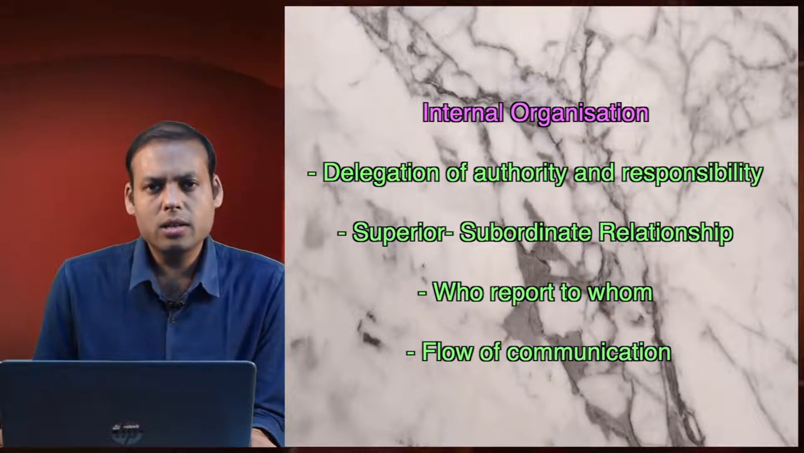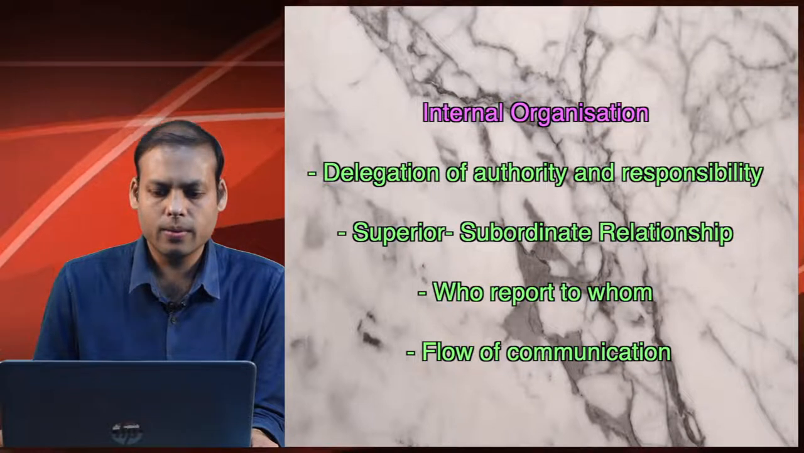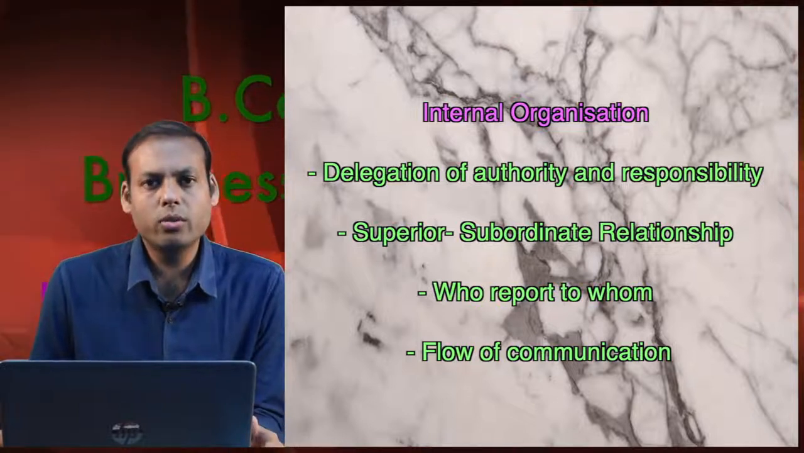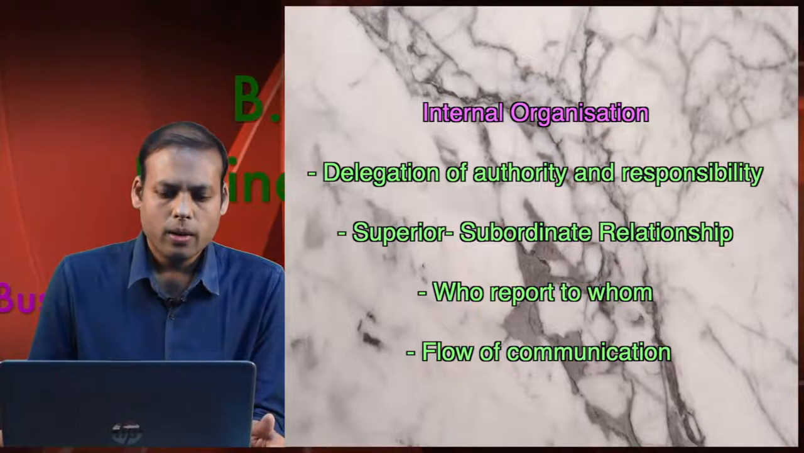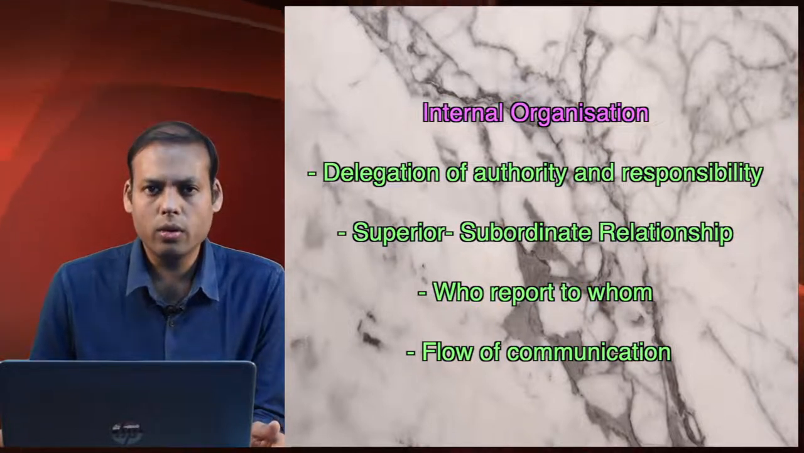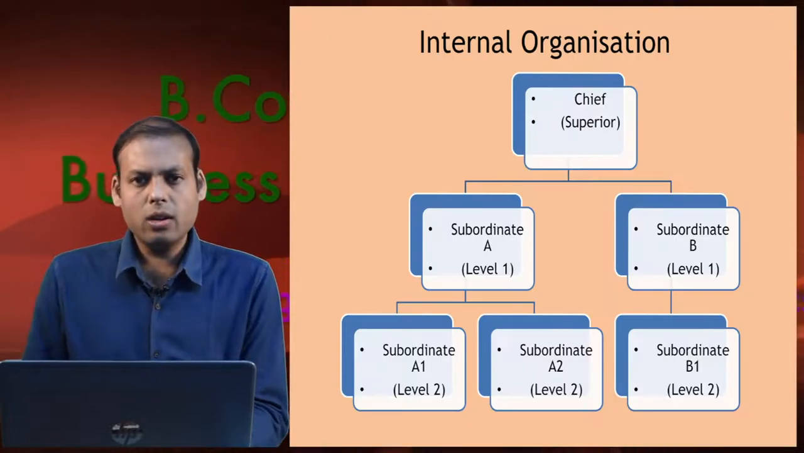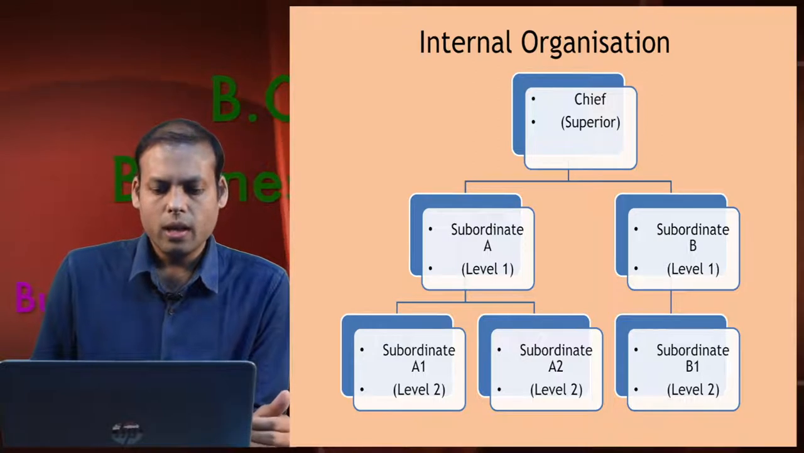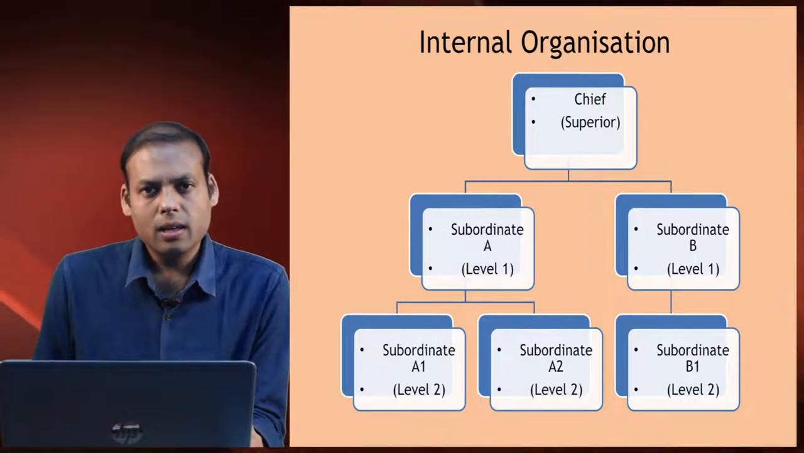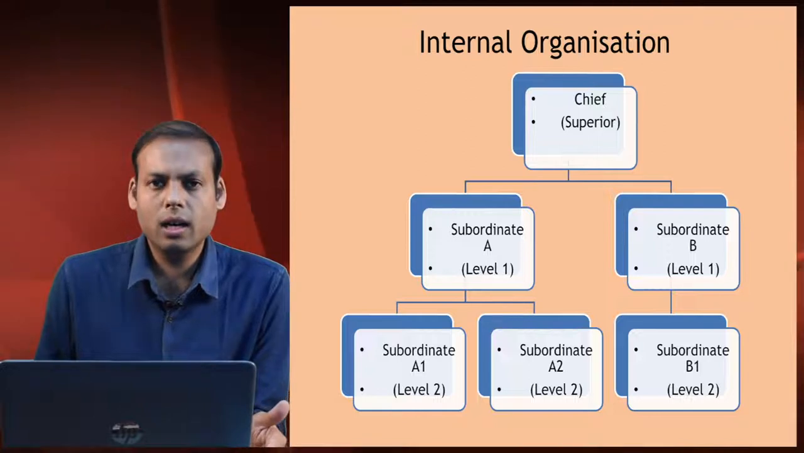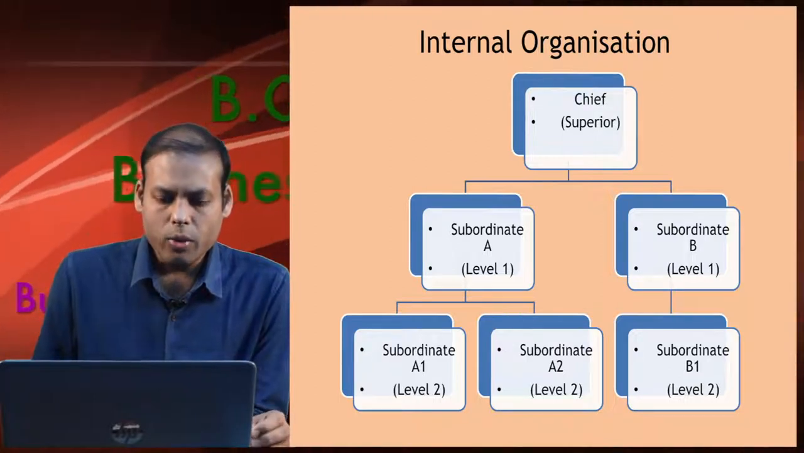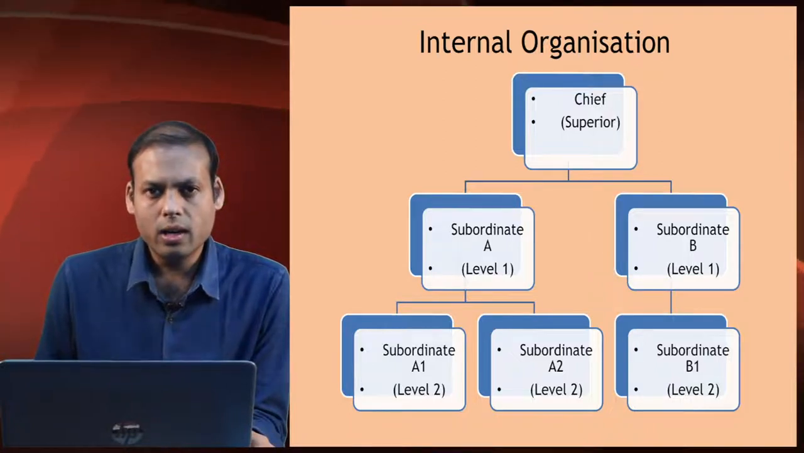Secondly, it will create the relationship between the superior and the subordinate. It will also depict the person to whom the subordinate will report, that is, who will report to whom. And it will also show the line of communication, how the communication will flow within the organization. So, if we again consider the diagram, here the superior will delegate some of his authority and some of his responsibility so that the subordinate can perform the duties assigned. At the same time, the subordinate at level 2, for example, subordinate A1, how will he communicate?